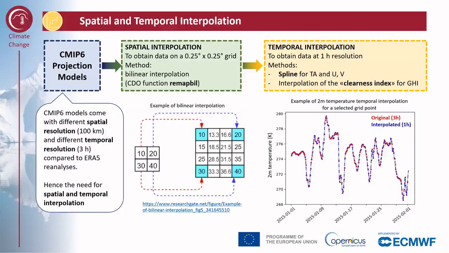For temporal interpolation, we refine the data to 1 hour, and this is done using several different methods. We use spline interpolation for variables like temperature and wind speed, and the interpolation of the clearness index for solar radiation. The graph on the right illustrates temporal interpolation for 2-meter temperature. The original 3-hourly data is shown in red and the interpolated hourly data in blue. We will further explore the different temporal interpolation techniques in the next slide.